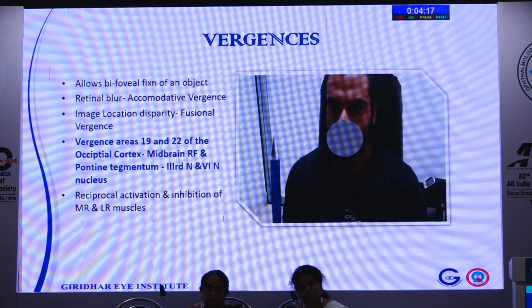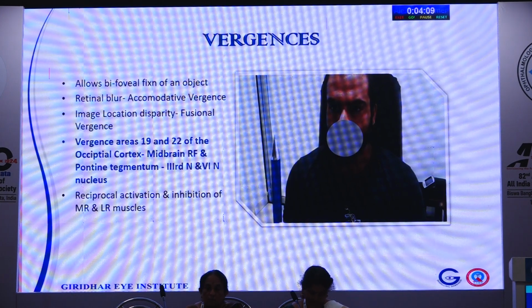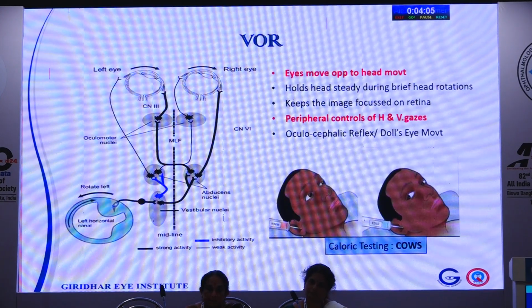So there is reciprocal activation and inhibition of the medial rectus and lateral rectus muscles, which allows you to converge as well as to diverge, depending on what vergence you're doing. After that, now we come to the vestibulo-ocular reflex.